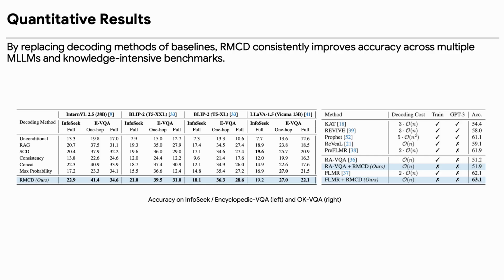Here are the quantitative results. Simply replacing the baseline decoding with RMCD consistently improves accuracy across multiple knowledge-intensive benchmarks, including InfoSeek, Encyclopedic VQA, and OK-VQA. Another important point is that RMCD is not tied to a specific model. It can be applied broadly to various types of MLLMs.